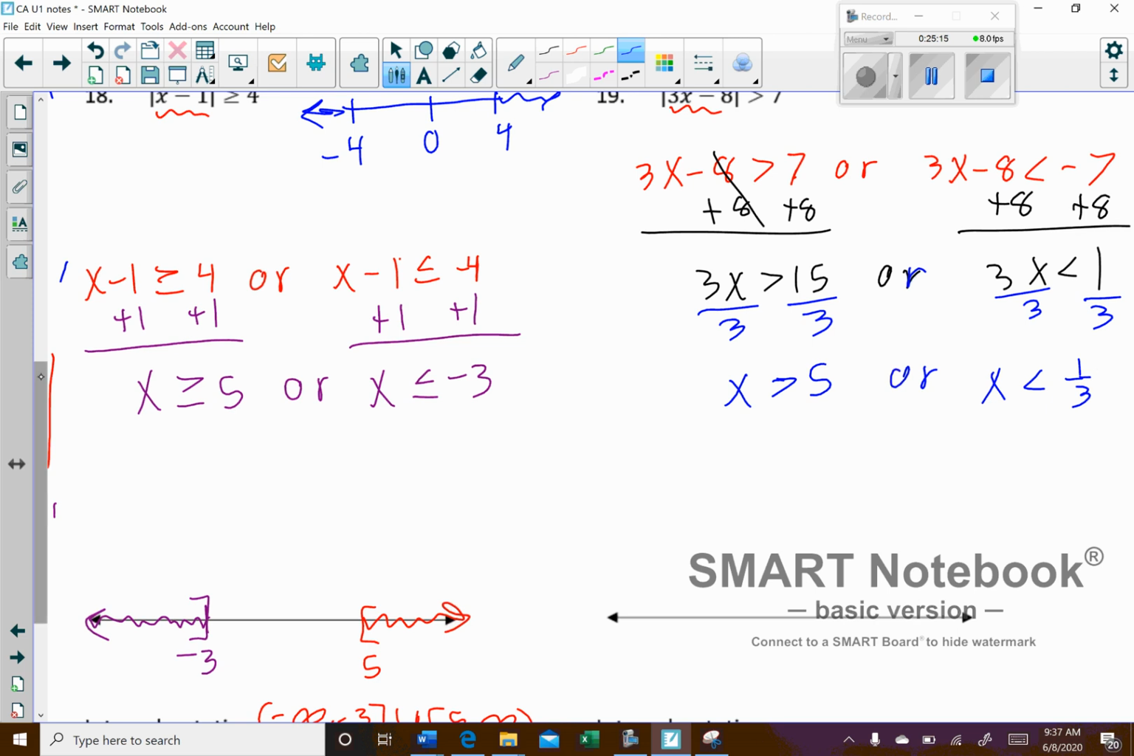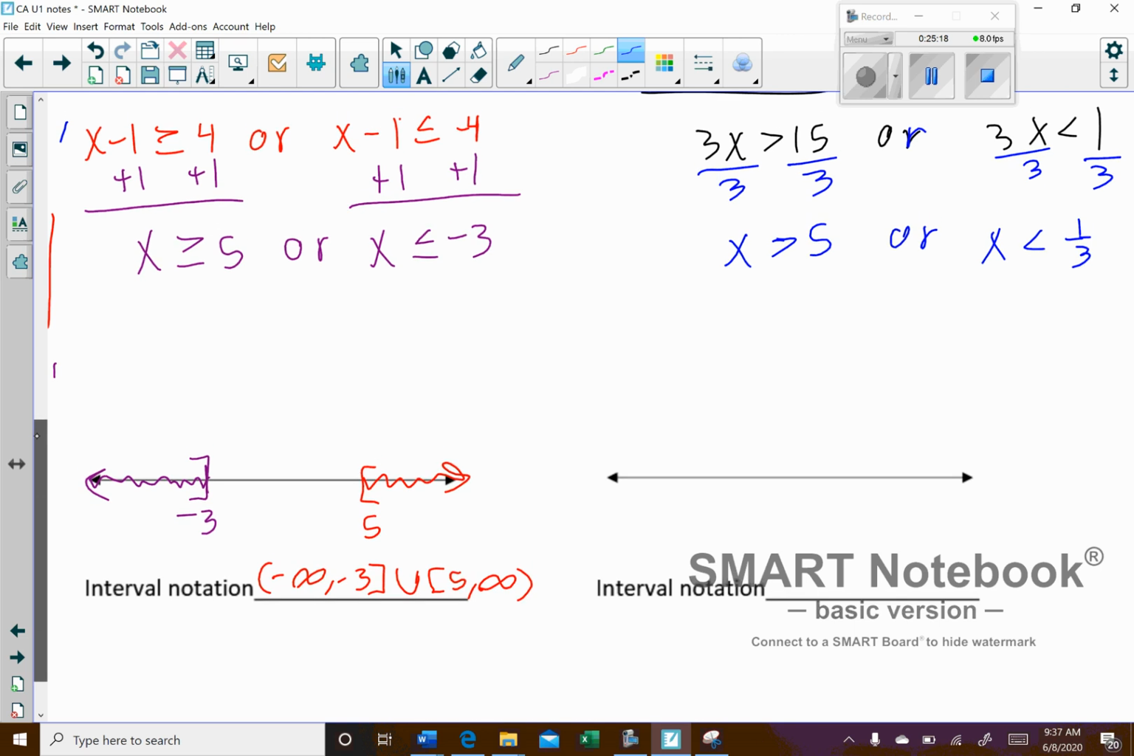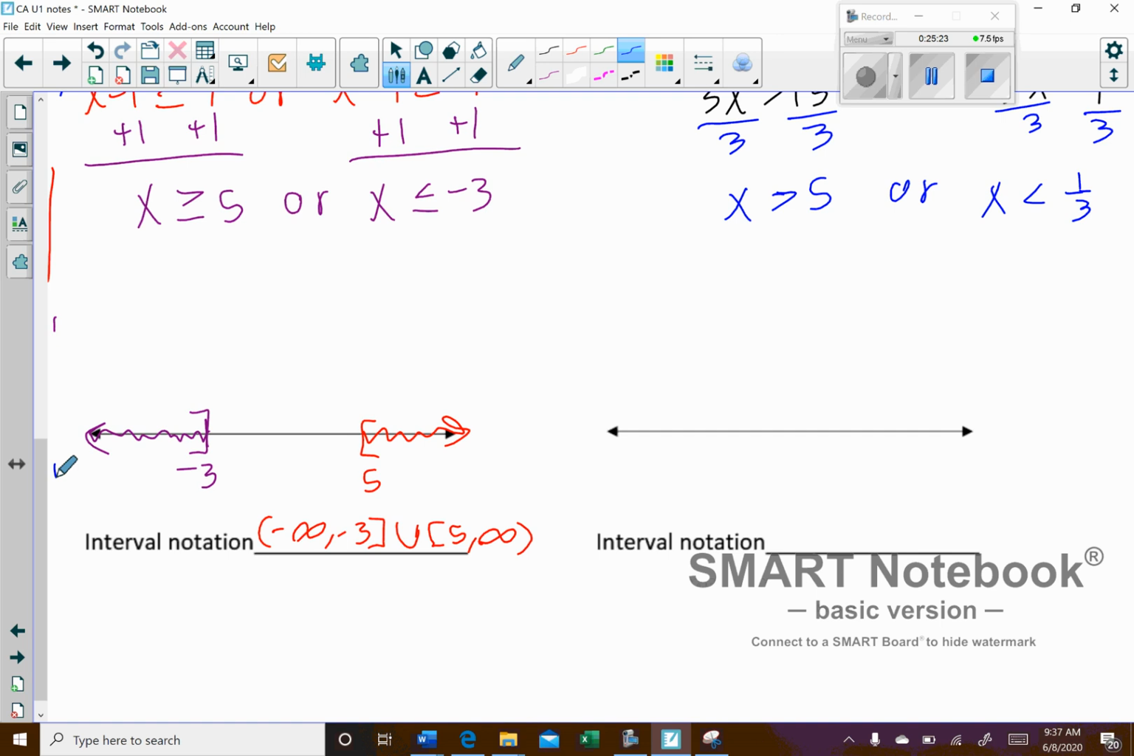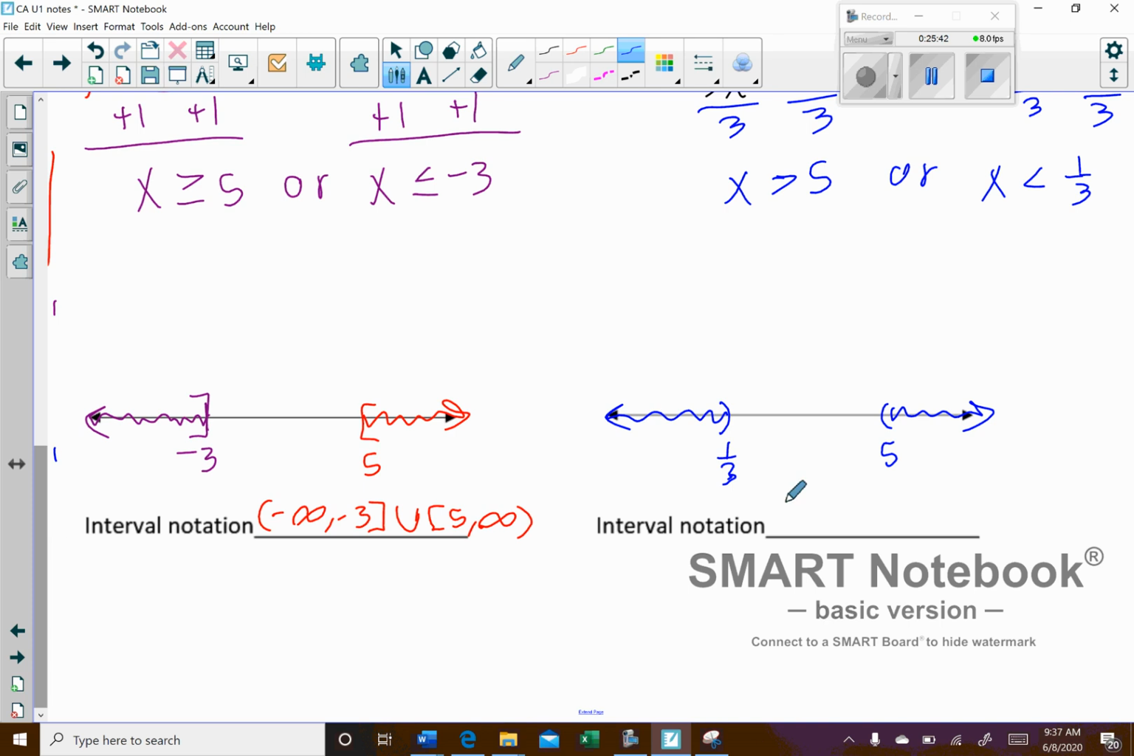All right, we'll come down to our number line. X is less than 1/3, so I use a parenthesis just to estimate where 1/3 is, and then we'll shade. And then x is greater than 5. Let's put a 5 right here, and then shade. And there you go. Now you just have to write it as interval notation: negative infinity to 1/3, union from 5 to infinity.